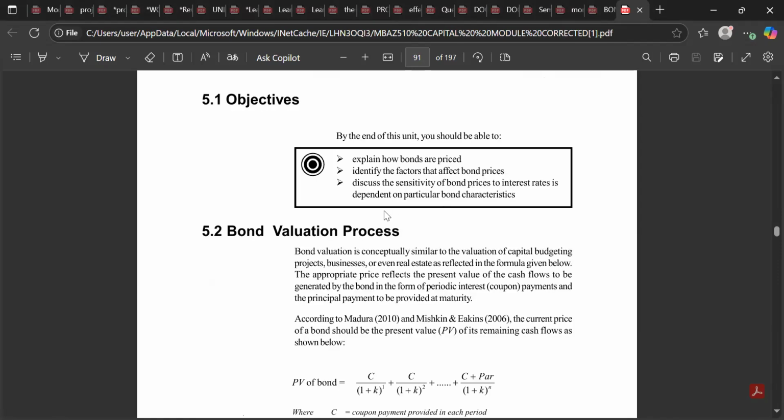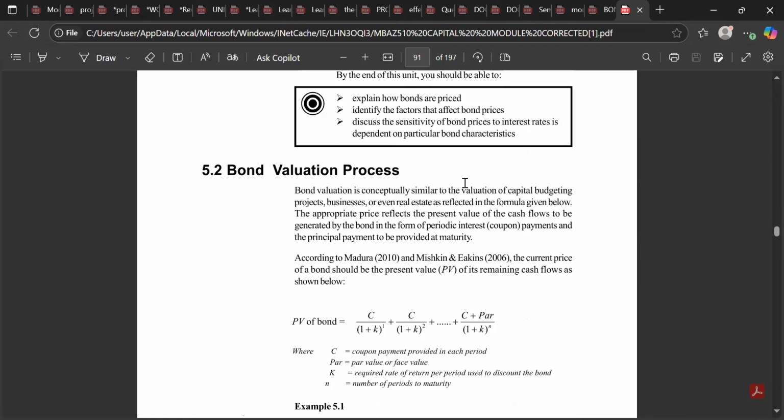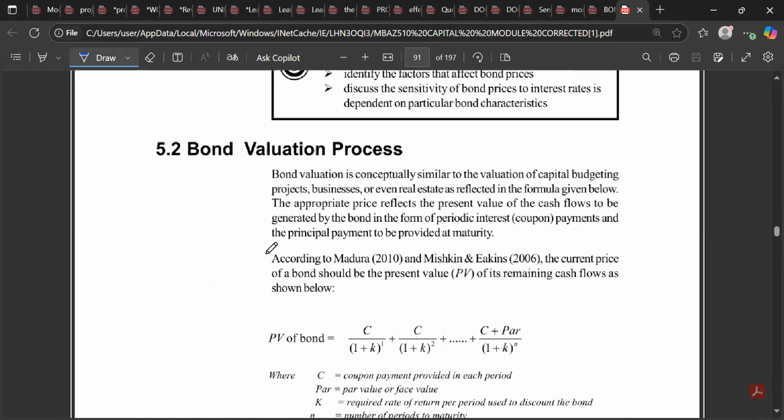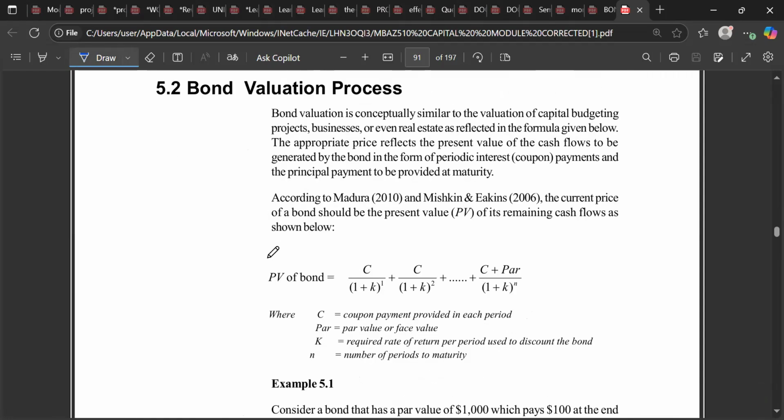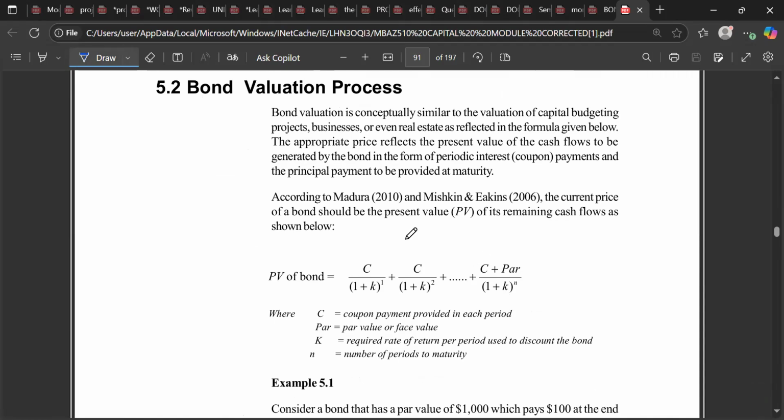Okay, so now, this objective: we need to know how bonds are priced and the factors that affect bond prices. Then we're going to look at the sensitivity of bonds later on. So let's get to the bond valuation process. Bond valuation is similar to the valuation of capital budgeting projects, right? Because in bond valuation, you're using the same principle, that the value of a financial asset lies in the present value of its future cash flows. So in terms of bond valuation, you're going to present value all the coupon payments and the principal provided at maturity.